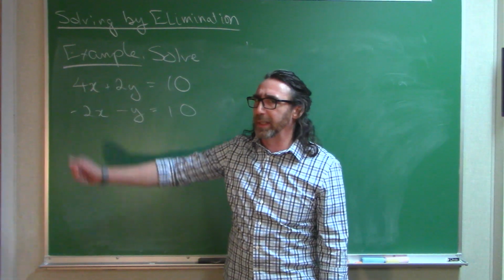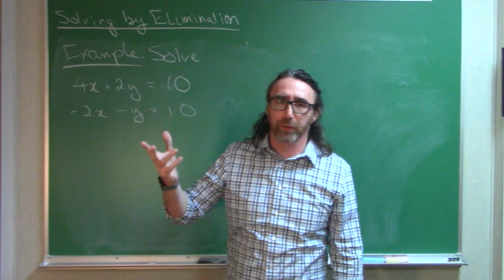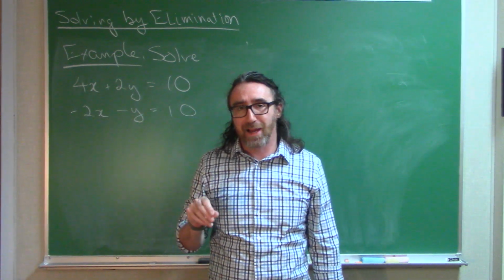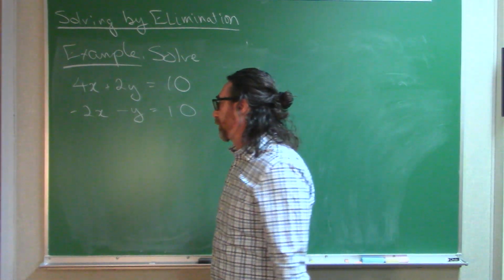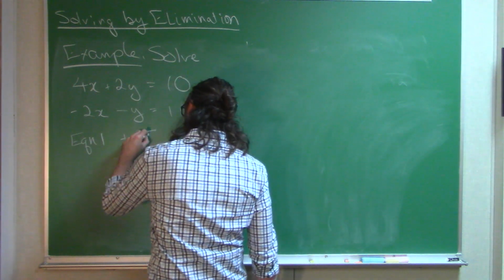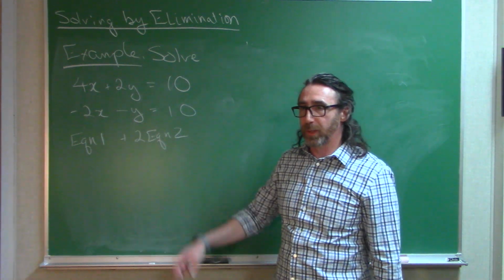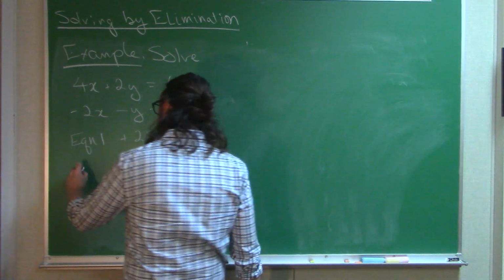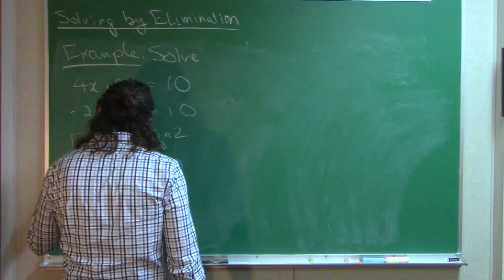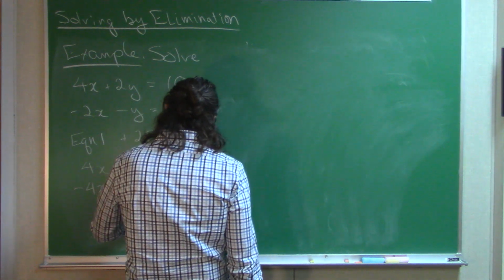I'm always trying to eliminate x. So I look at these: that has a 4x, this has a minus 2x. Remember, the goal is I want the coefficients of x to match up but have opposite sign. So if I hit equation 2 with a 2, I can make that happen. So I'm going to take equation 1, combine it with 2 times equation 2. Equation 1 stays the same. Negative 4x minus 2y equals 20.